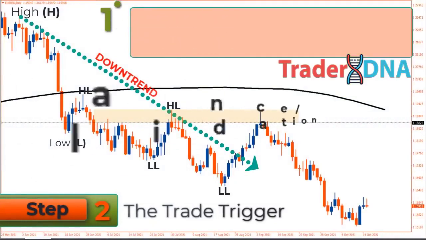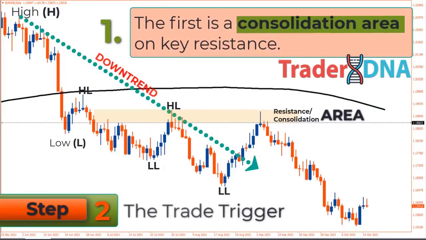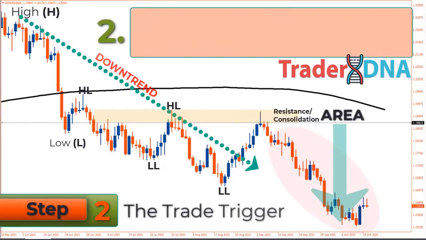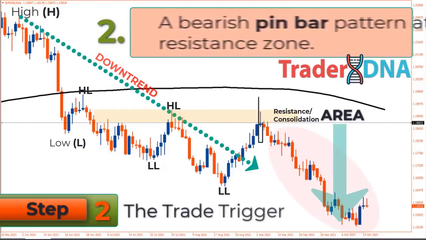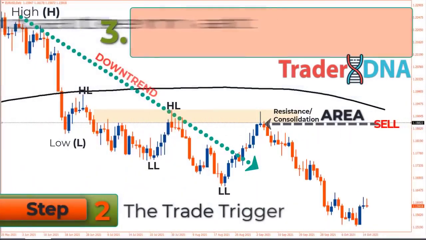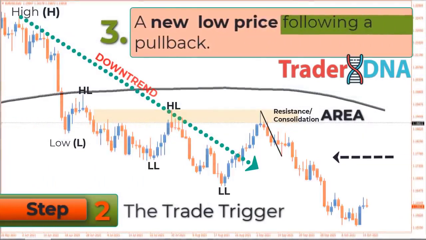The first is a consolidation area on key resistance. The trade is triggered when the price moves below the low of the consolidation area. Second, another possible trade trigger is a bearish pin bar pattern at a resistance zone. A short is triggered when the bearish pin bar closes below the resistance zone or consolidation area. The third trigger to sell is a rally to a new low price following a pullback.